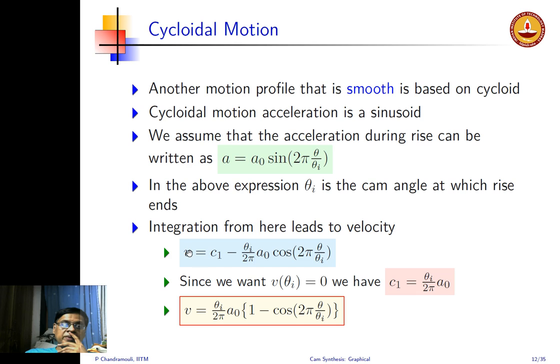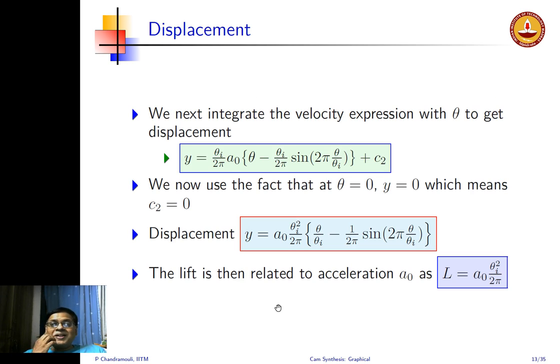Now integrate to get velocity. So velocity will be C1 minus theta I by 2 pi into cos whatever expression. Now we want v of theta I to be 0, right? So that at the end of the rise, I want the velocity to be 0. So we can plug that in and get the value. So effectively, I now have an expression for velocity which looks like this, which satisfies the conditions at the beginning and end of the rise. You integrate this once more, you get the expression for y, and again we use the fact that at theta equal to 0, y equal to 0, which means that C2 is 0.